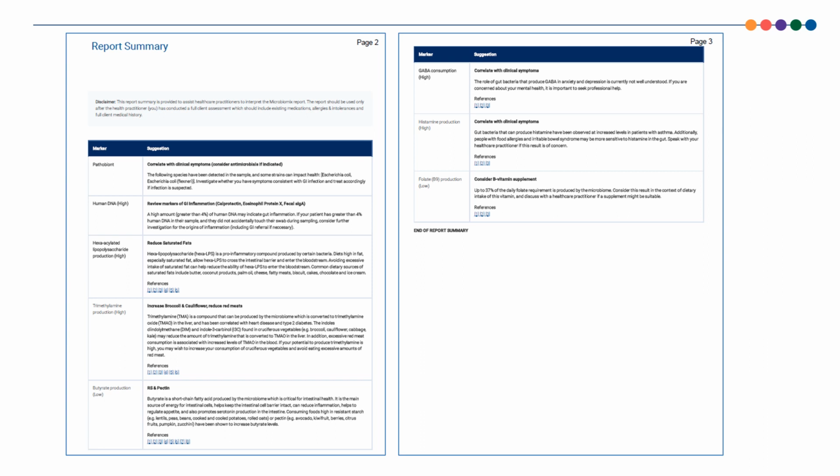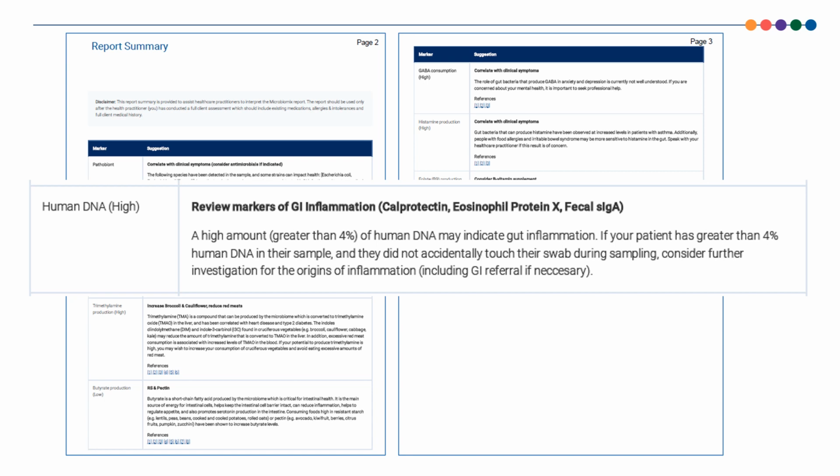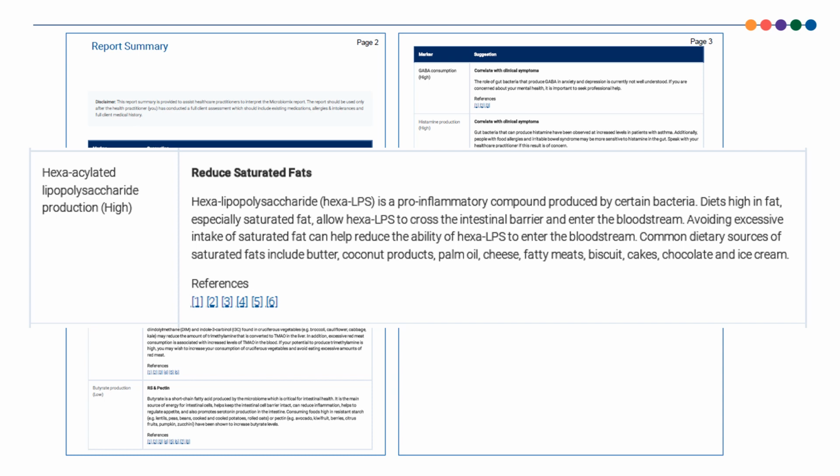In review, we revisit the report summary located at the beginning of the report. We just discussed the pathobionts. This patient has high human DNA, which would mean there is gut inflammation, which can be checked with stool inflammatory markers such as calprotectin, eosinophil protein X, or secretory IgA. Additionally, it's important to make sure the patient didn't come in contact with the tip of the swab during collection. They also have an elevated potential to produce hexa-LPS, so reducing saturated fat may be beneficial.